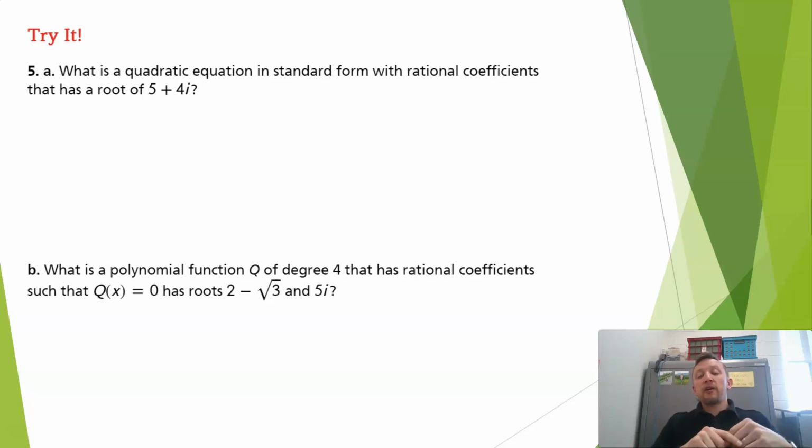And then the last problem there, we have a degree of 4. So by the way, assume with that first one that it's a degree of 2. But with the second one, we have a degree of 4, where we have 2 minus the square root of 3 and 5i as two of your roots. So you need to figure out what the other roots would be and get that one in factored form as well. So go ahead and pause the video and hit play when you're ready to check to see if you did this correctly.